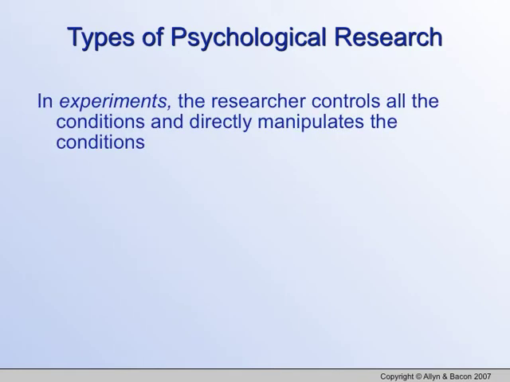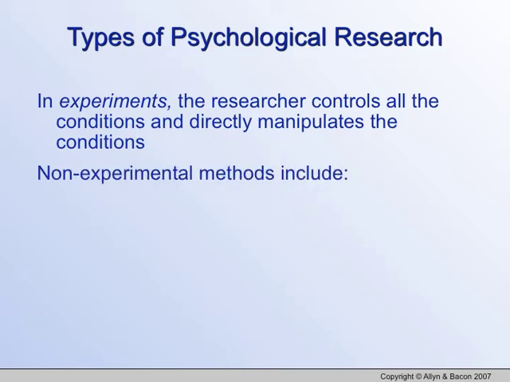All right, in experiments, we typically think of the 5 steps of the scientific method. In an experiment, the researcher controls all the conditions and directly manipulates all the conditions. When you think of an experiment, you think of a white room with a doctor in a white coat testing all different types of things. Experiments are completely controlled. Everything a person sees, touches, smells, hears is completely controlled by the researcher.